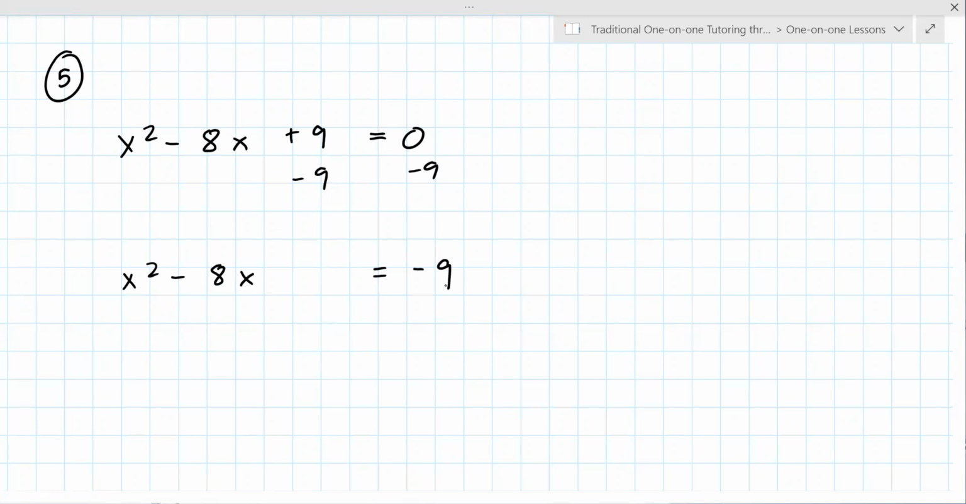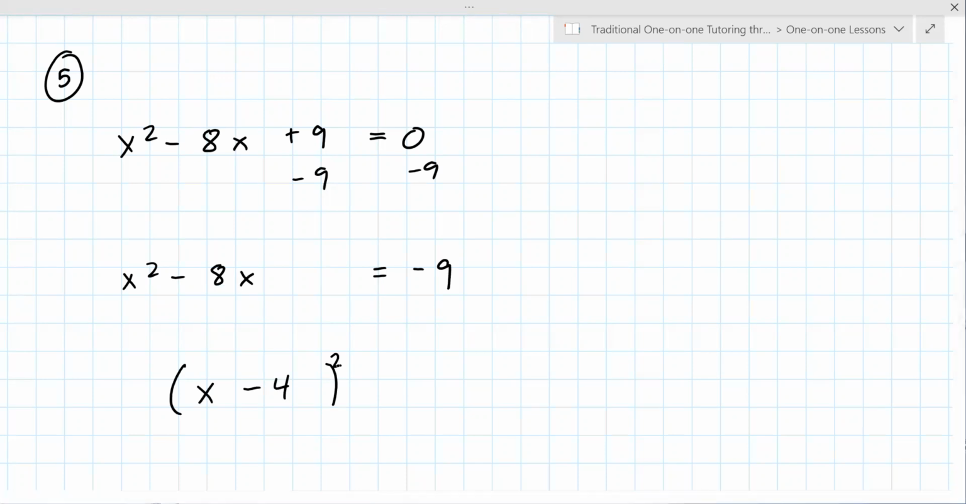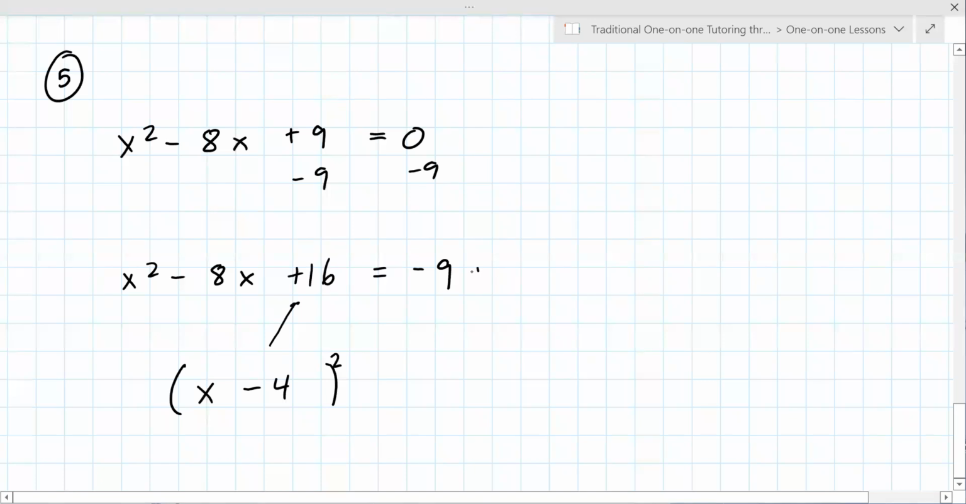And then you would do half of 8, which is 4. What goes in parentheses? x minus 4. Yes. Don't forget to put that squared. That squared is really critical. You add the squared, and then you put 16 in the bucket, plus 16 on each side.